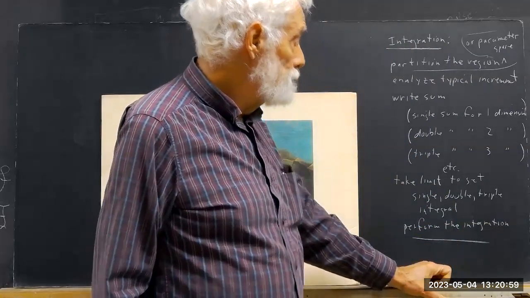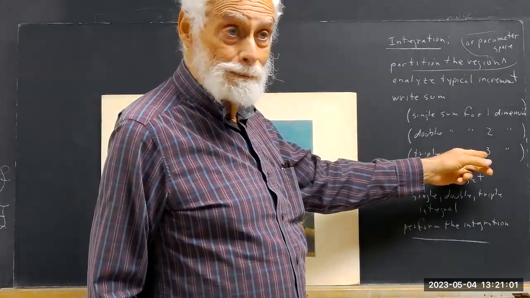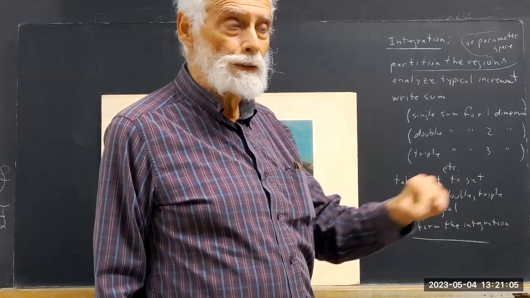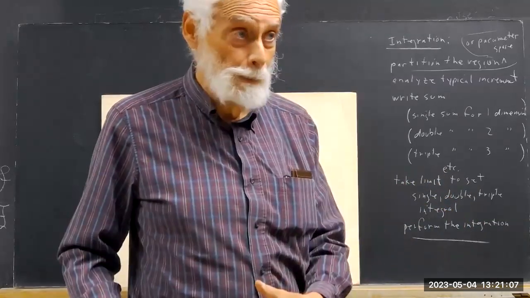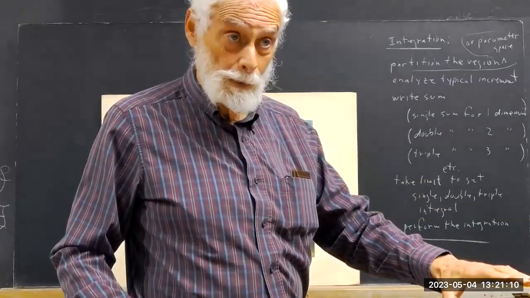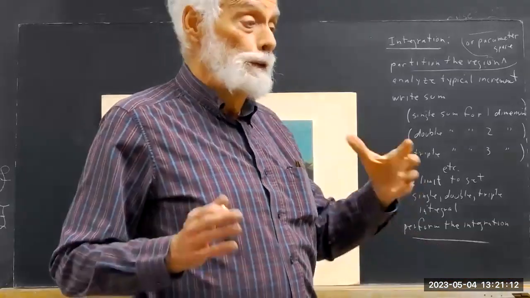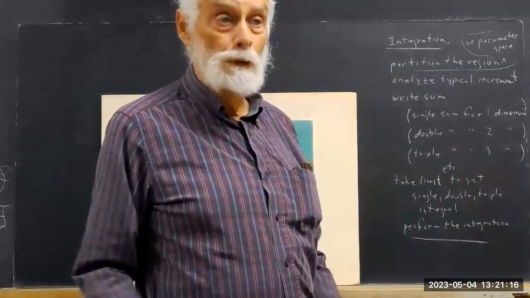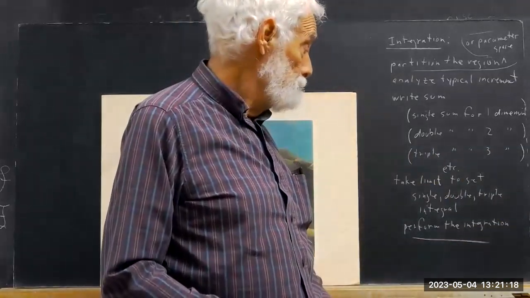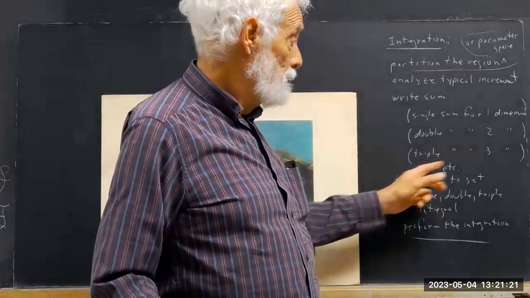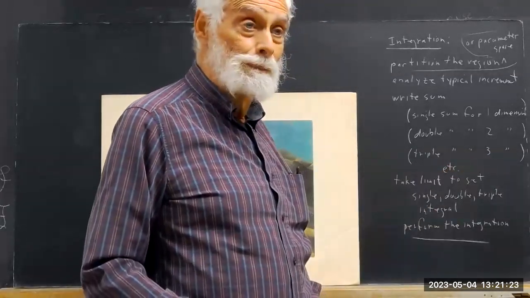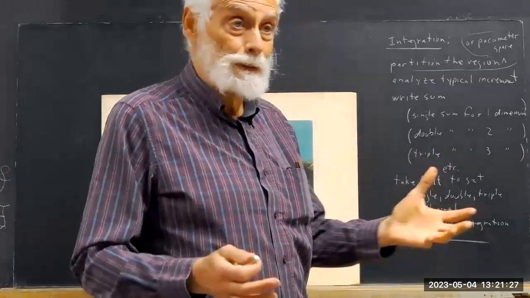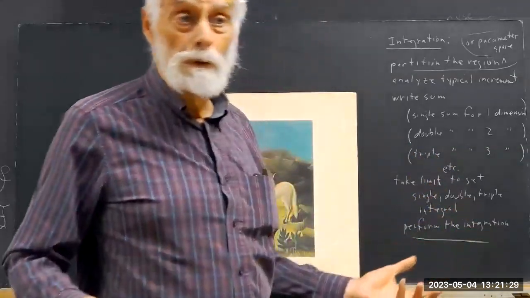So either way, you're going to get a double limit. You're parameterizing with two parameters. If it's just x and y, you don't really have to go into parameter space. You've already got your parameters. If you're in parameter space, then you've got to represent your input accordingly. Triple integral, three dimensions, same stuff.